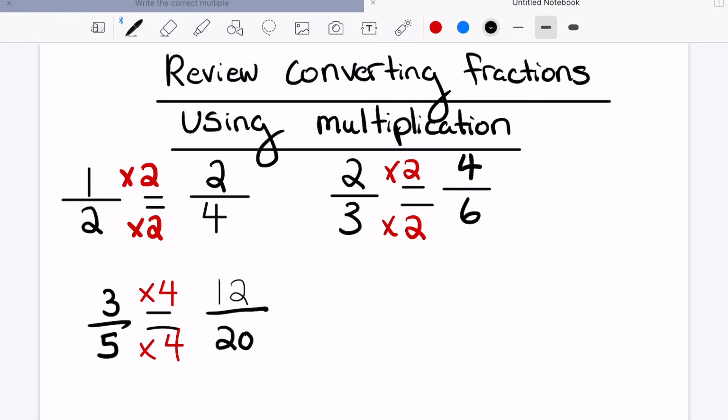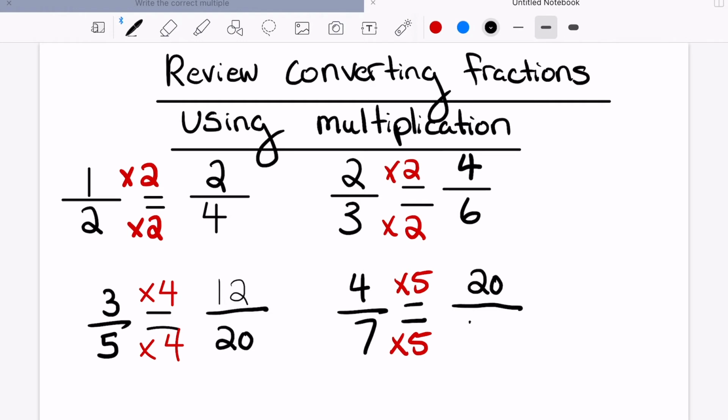So let's try this again. We can try a different number. So let's try 4/7 is equal to, we can do times 5 this time. Times 5. And 4 times 5 equals 20. 7 times 5 equals 35. So these fractions are the same. 4/7 is the same as 20/35.